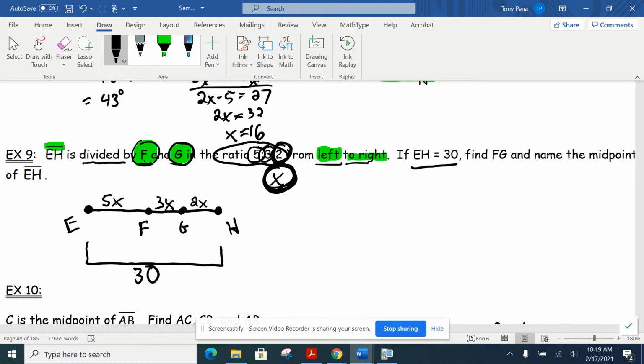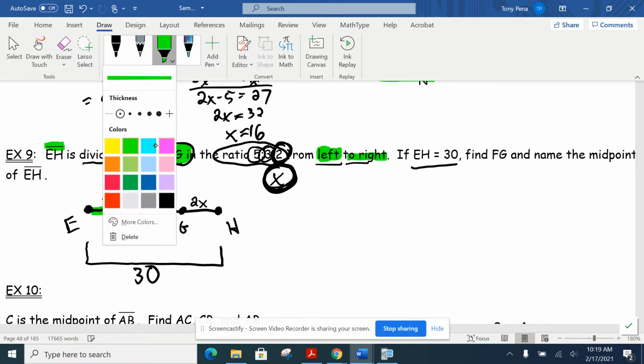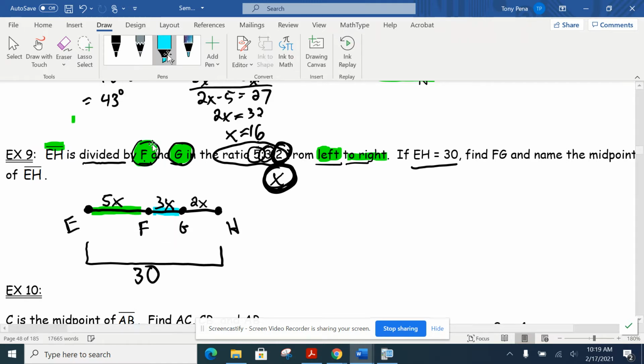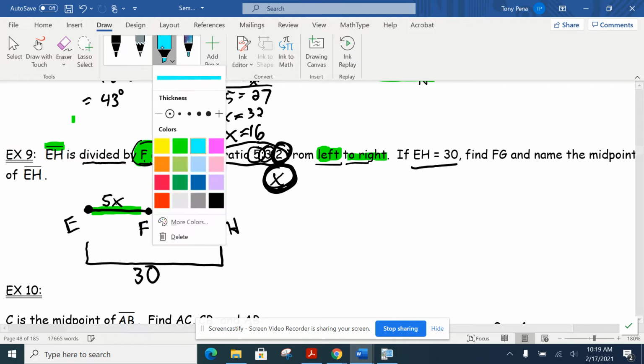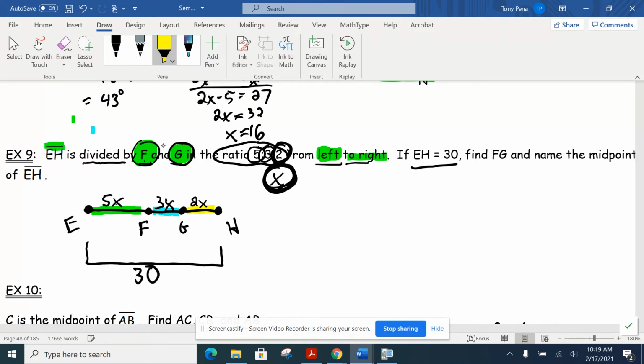So what that now means is, doesn't 5x plus the 3x and then one more plus the 2x, don't all three of these guys have to add up to be the overall amount of 30? So we're going to add all those up. So you do 5x, 3x, and 2x. So 5, 3, and 2 make 10x. Those all added up equals 30. Solve that, and x is going to be 3.